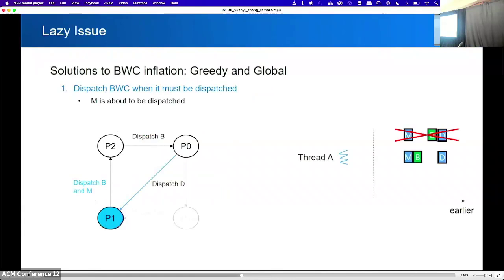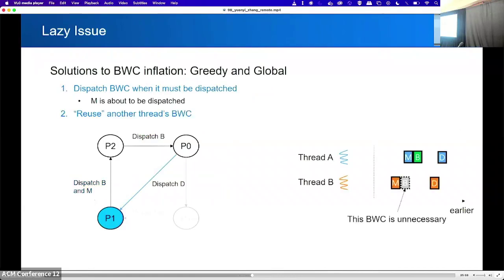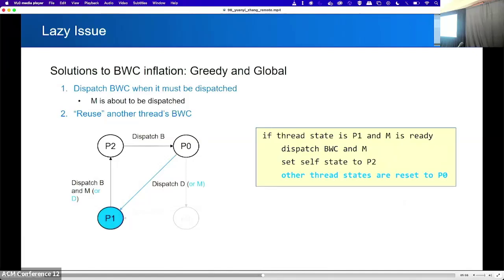The greedy means we delay the dispatch of BWC to the deadline. The first deadline is the dispatch of M, so we remove the original state P1 and change the state from P1 to P2 when the thread dispatches the BWC and M. The global means reducing BWC. Assuming thread B also writes some data, when its metadata are ready, the BWC dispatched by thread A can also meet thread B's demand, so thread B can directly dispatch the metadata without another BWC.